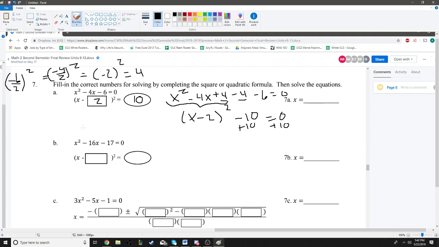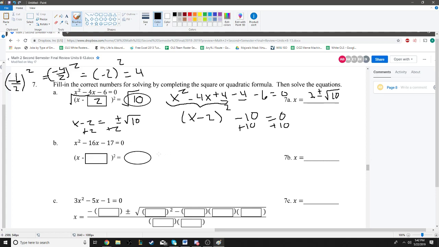Okay, it says then solve it. So from here we're going to square root both sides, and we get x minus 2 is equal to either the positive or the negative square root of 10. Then we're going to add 2 to both sides to get a final answer of 2 plus or minus the square root of 10.